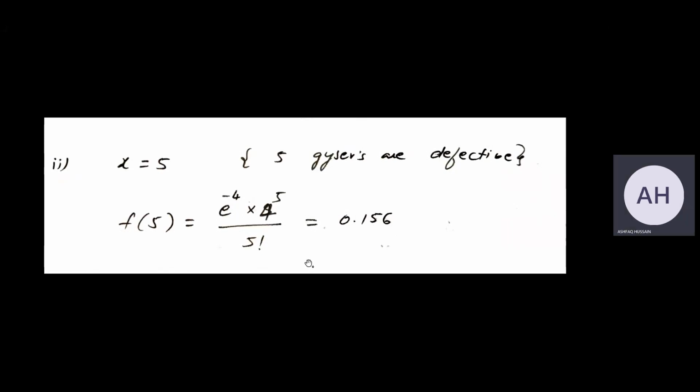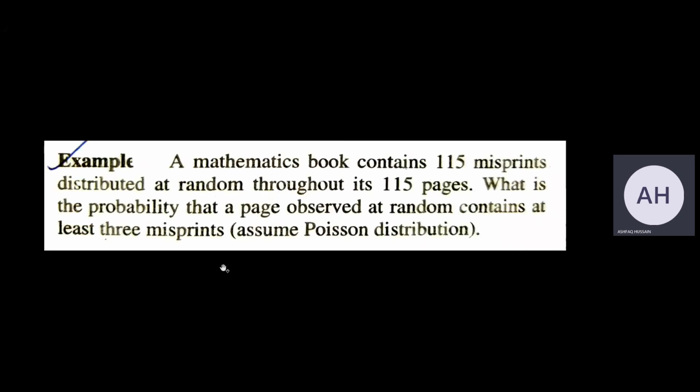Now let's go for another example. A mathematical book contains 115 misprints distributed at random throughout its 115 pages. So in a mathematical book, there are 115 misprints in 115 pages. What is the probability that a page observed at random contains at least 3 misprints? Assume Poisson's distribution. So on every page you have 1 misprint. From these two values, we can calculate the mean, that is the M value.